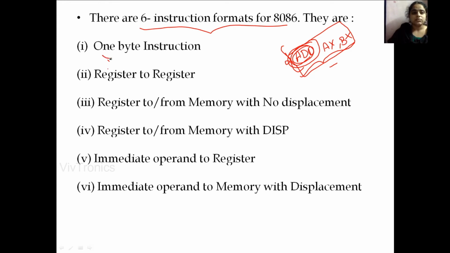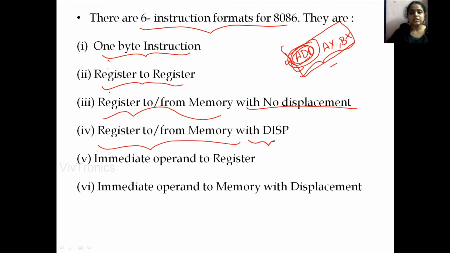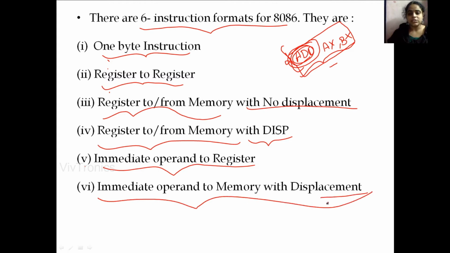The first one is 1 byte instruction, the second is register to register, the third is register to or from memory with no displacement. The fourth is register to or from memory with displacement. The fifth is immediate operand to register. The sixth is immediate operand to memory with displacement. So these 6 are the instruction formats of 8086.